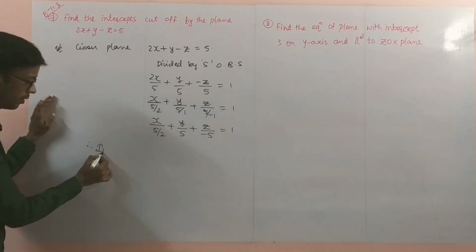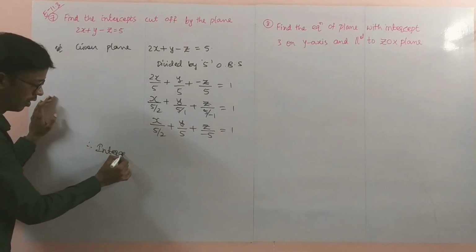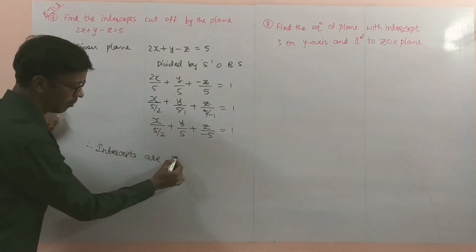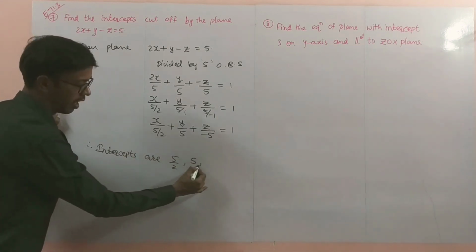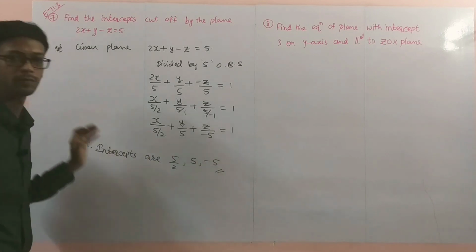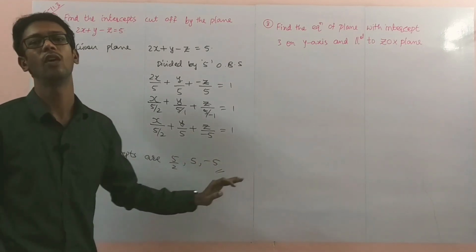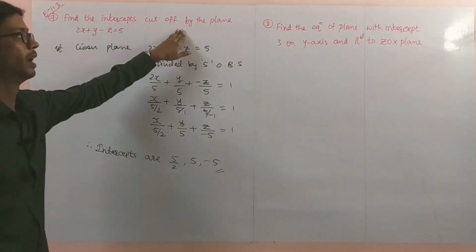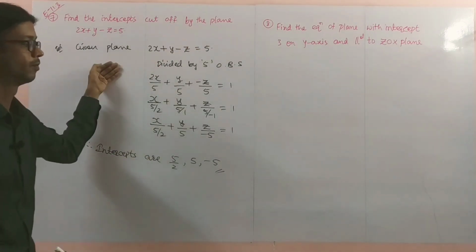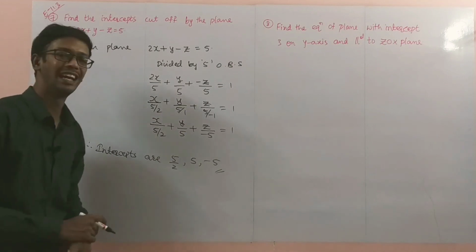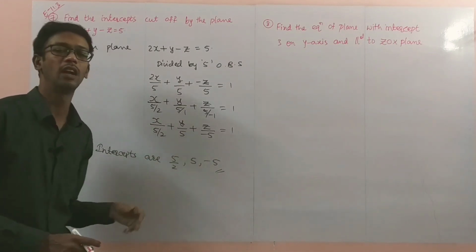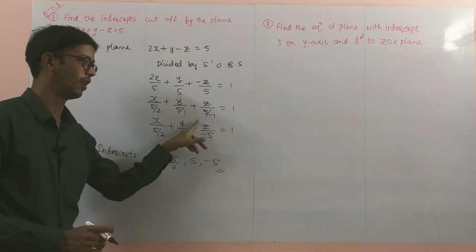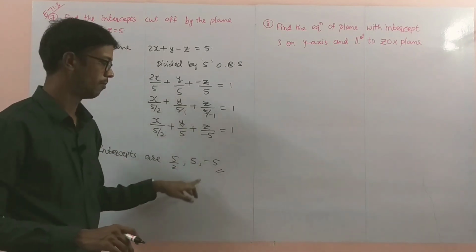Therefore the intercepts are 5 by 2, comma 5, comma minus 5. 5 by 2, 5 and minus 5 are the intercepts made by the plane. So this is the way of finding the intercept. The denominators are the intercepts. X intercept is 5 by 2, y intercept is 5, z intercept is minus 5.